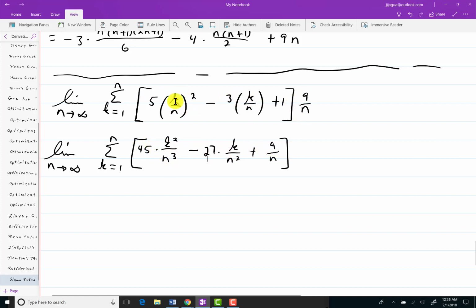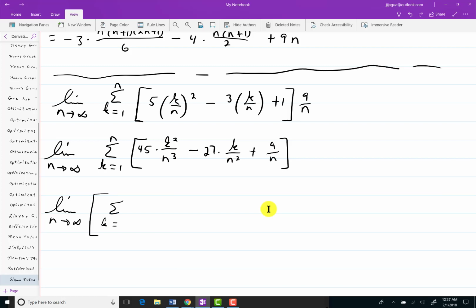This is k squared over n squared. If I multiply by 1 over n, I'll get k squared over n cubed. Similarly, I'll have a k over n squared because of this n. And then finally, 1 over n. Now here's how I'm going to use the formulas. I'm going to break it up into 3 sums. So I'm going to do something like this.